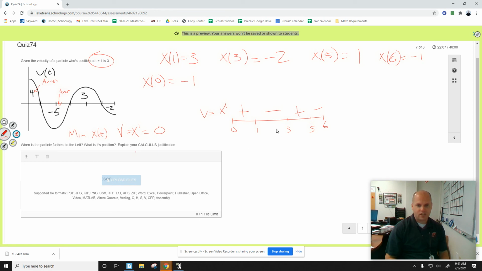Now you can see where my possible mins are. Here and here. So I go to the right, I go to the left, I go to the right, I go to the left. I also could be here. x of 0 is -1. x of 3 is -2. x of 6 is -1. x of 3 wins. And you can see these are really your only candidates. It's when I change direction or where I started.